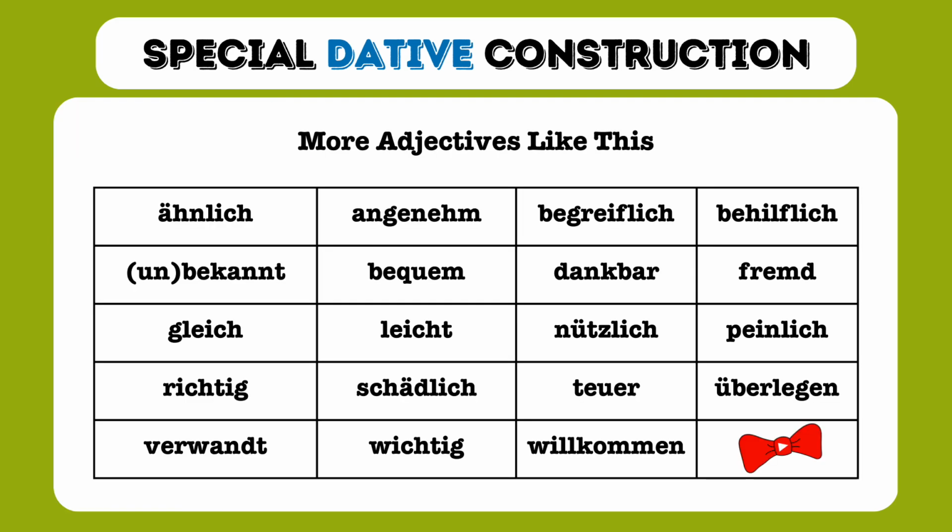As I mentioned, it's actually the adjective that triggers the dative case here. So here's a list of other adjectives that do the same thing. Ähnlich, which means similar. Angenehm, which means comfortable. Begreiflich, which is reachable. Behilflich, which is helpful. And if you want the full list, they're on the screen there. But these are all adjectives that use the dative case in the German language because the adjective triggers the dative. It's the dative of interest, or the special dative construction.